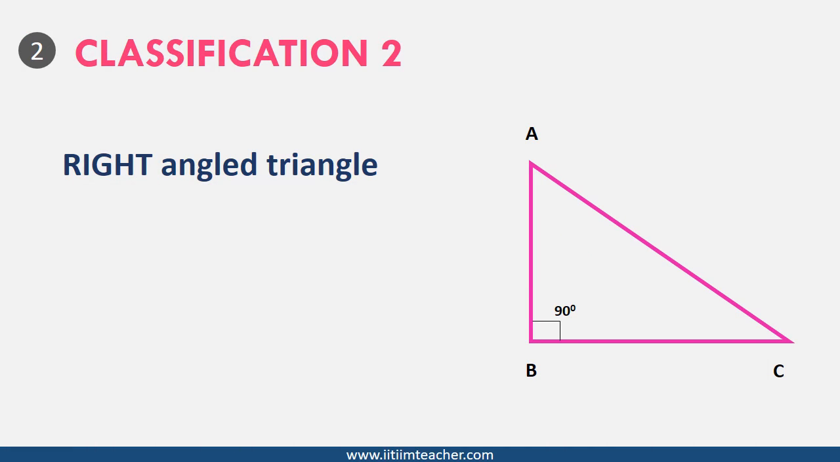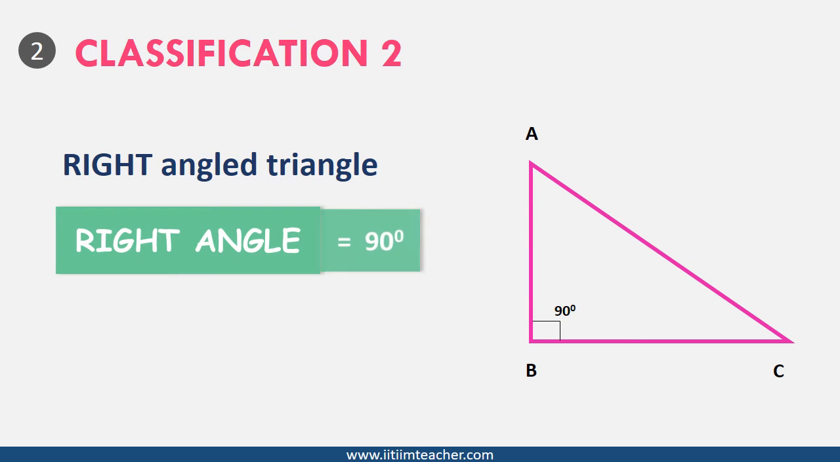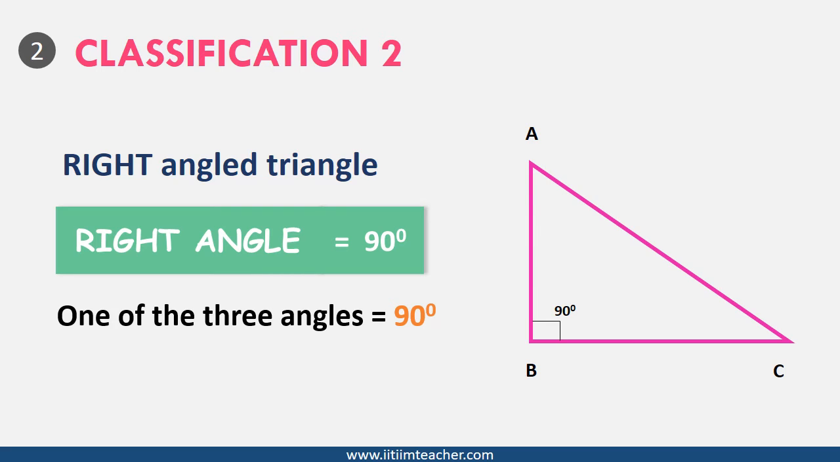Second one is right angle triangle. What is a right angle? That is exactly equal to 90 degrees. So if one of the three angles in the triangle is exactly equal to 90 degrees, then the triangle is called right angle triangle. In the figure shown, in the triangle ABC, angle B is equal to 90 degrees.